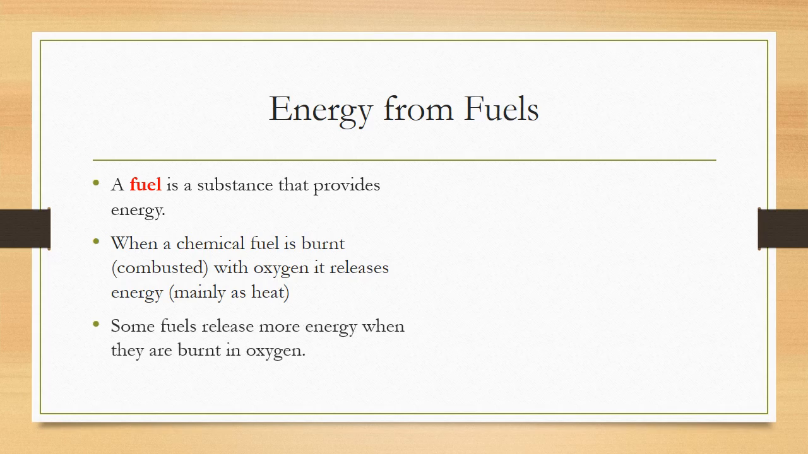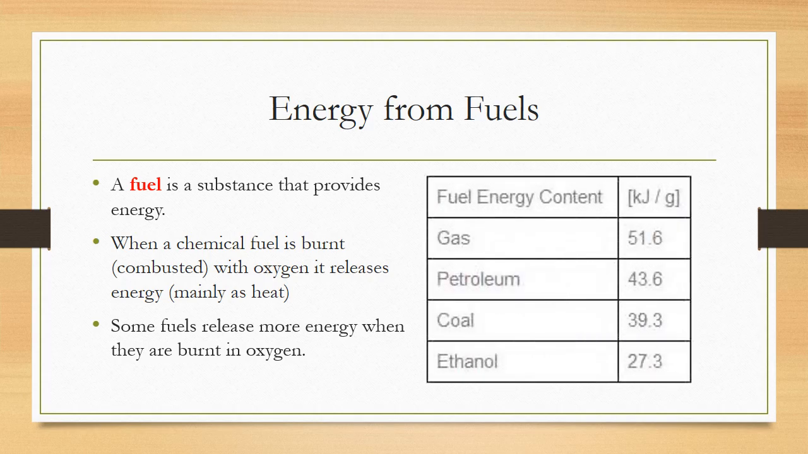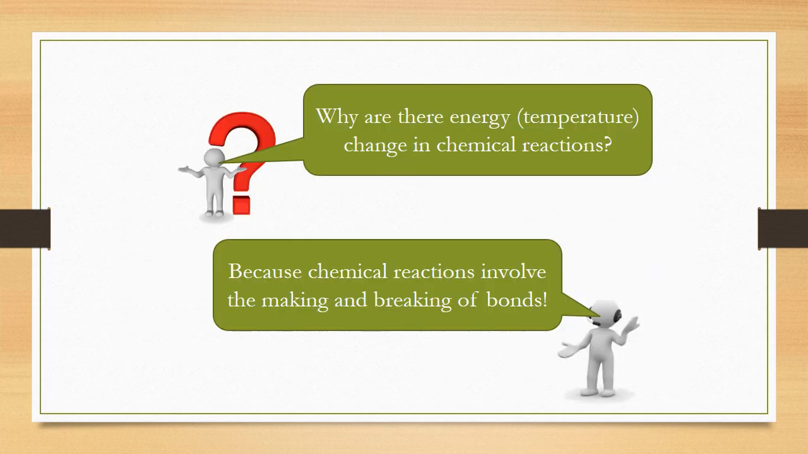Okay, some fuels release more energy when they are burnt in oxygen. So here's an example here. Natural gas releases a lot more than, say, ethanol or even coal. So we really should be using natural gas most efficiently. But how do you get these numbers?